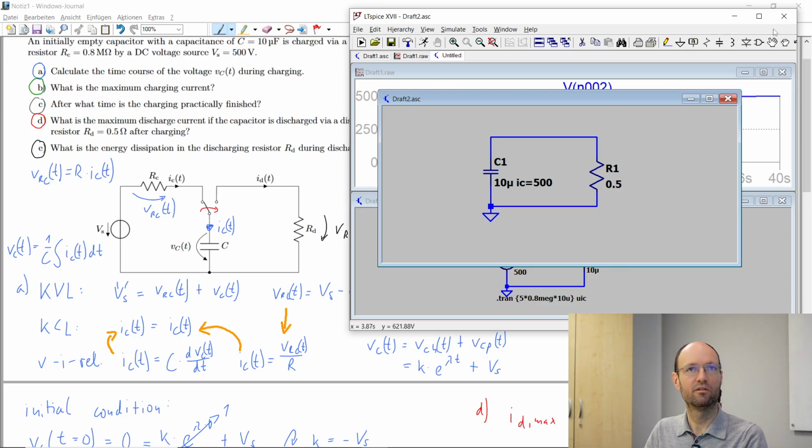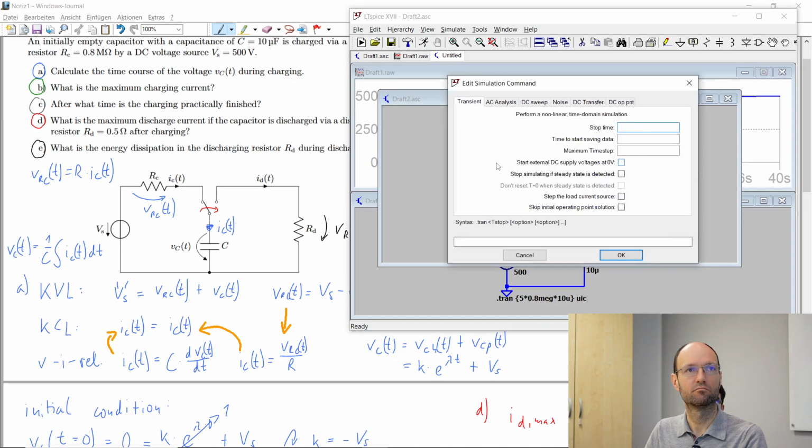And so then if we run and say now, once again, we want to have maybe 5 times our discharging time constant, this was 10 microfarad times 0.5 ohm.